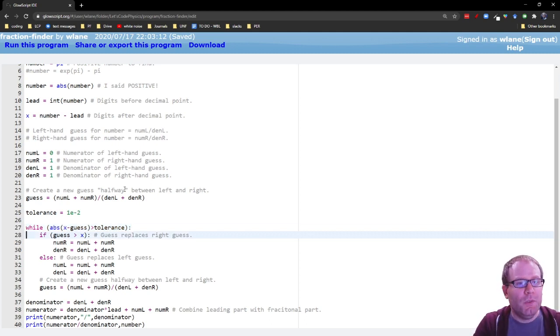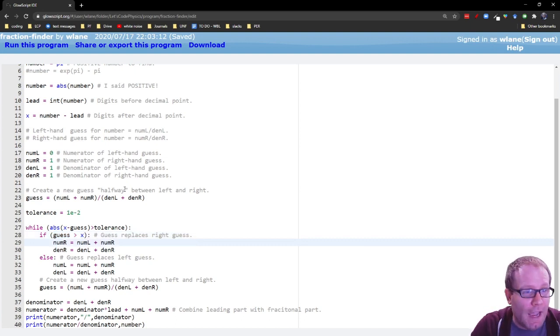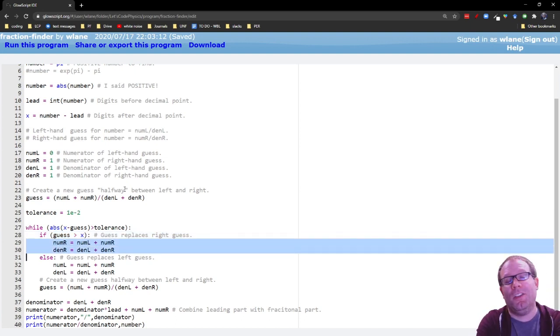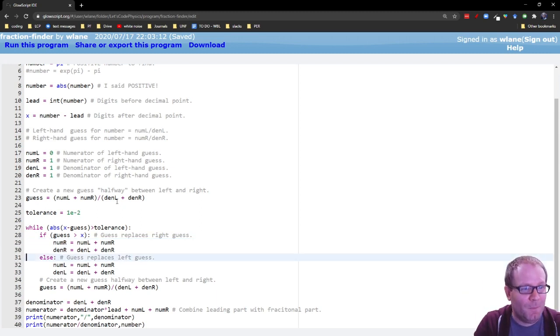So first we're going to evaluate whether the guess is to the right of x. If the guess is to the right of x, then we have a new right guess because the previous right guess is too far over, and we now need to get the next right guess that's going to be closer to x. So we change the numerator on the right and the denominator on the right. We leave numerator on the left and denominator on the left alone, but we take this numerator here and this denominator here, that's now the guess on the right.